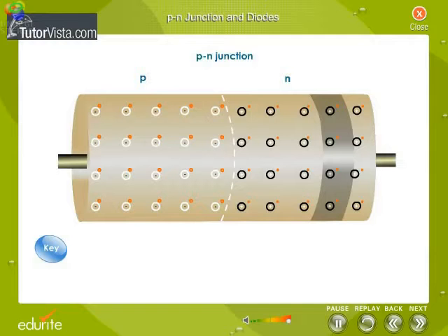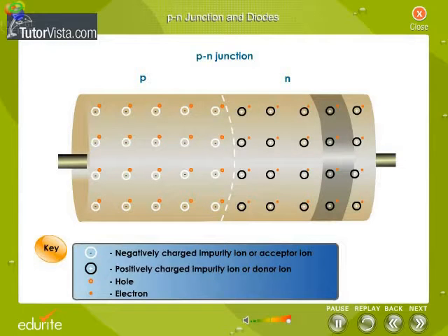As soon as a P-N junction is formed, electrons from N-type material and holes from P-type material diffuse into P-type and N-type material respectively. The electrons and holes diffusing towards each other combine near the junction. Each recombination eliminates an electron and a hole.